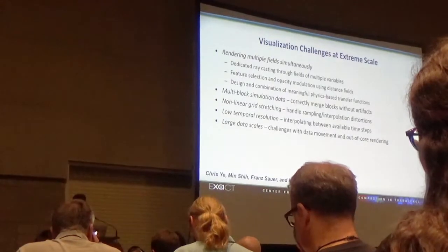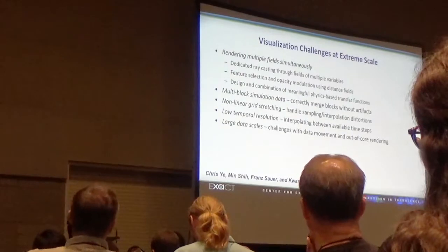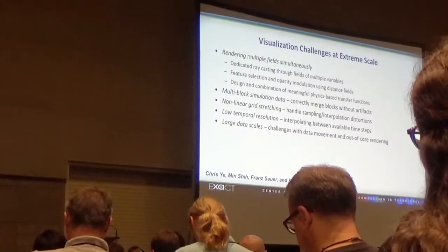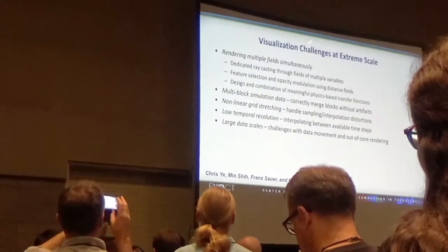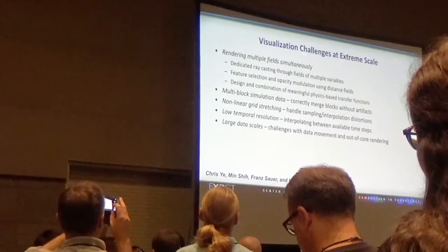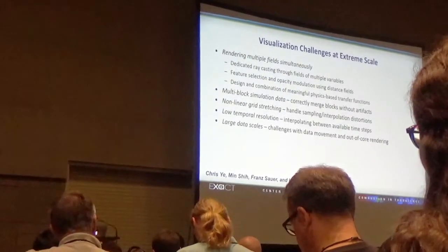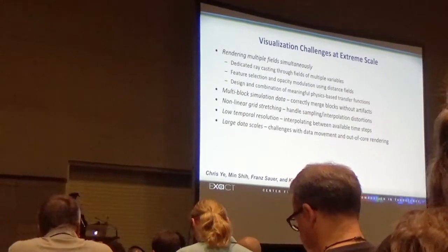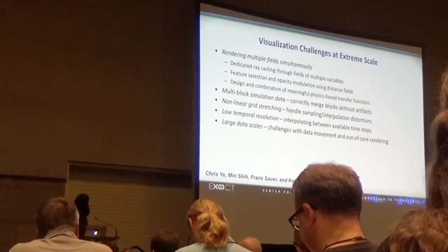So I just want to point out some of the challenges with rendering at this extremely large scale. To make these beautiful images and movies, as a scientist, we don't think it's a big deal, but in fact, there's a lot under the hood. Rendering these multiple fields simultaneously requires a dedicated ray casting through the fields for multiple variables. We're always looking at causality between different chemical species and underlying turbulence and temperature.